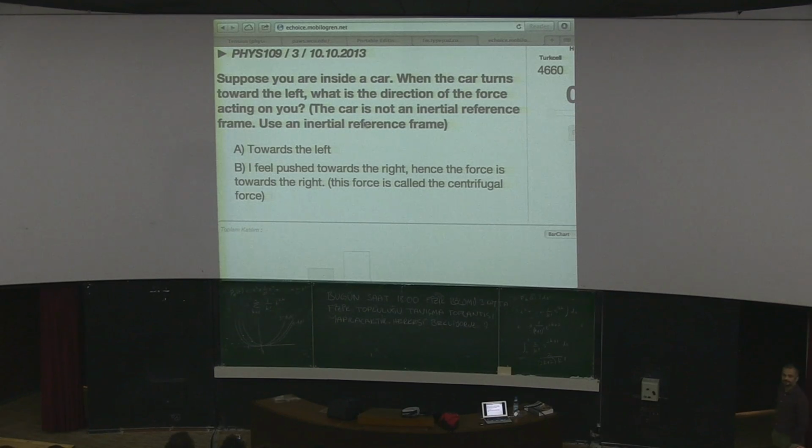You are in a car, and the car takes a left turn with constant speed. So what is the direction of the force acting on you?